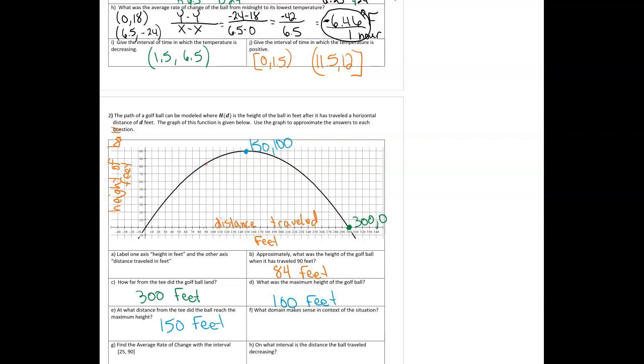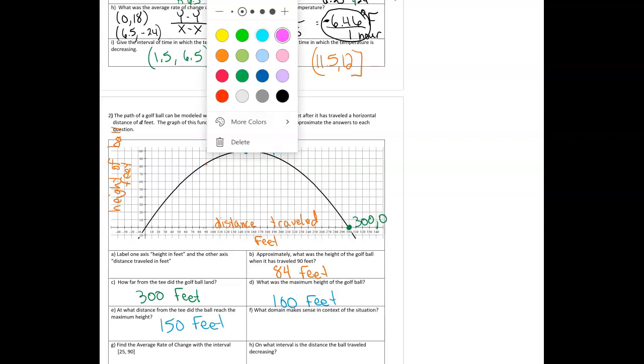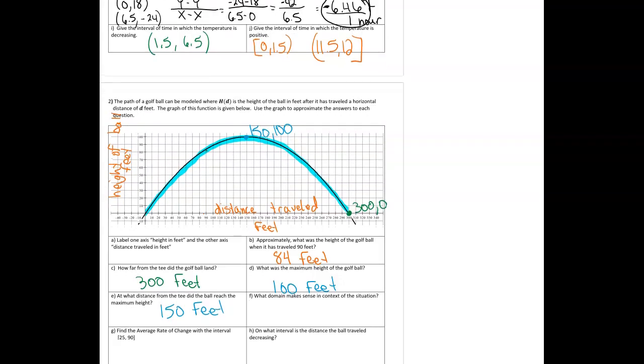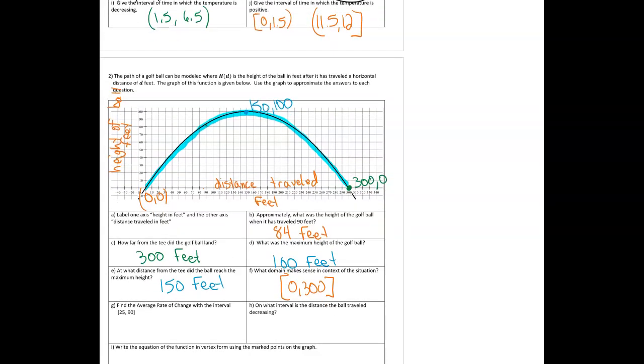All right, what domain makes sense? So if I think about this, the domain is just going to go from here. This is the only part of my U that I care about. Let me keep going. All right, so then what I would do is I would write those coordinates. So we start with 0, 0, and to 300. So 0 to 300. There we go.